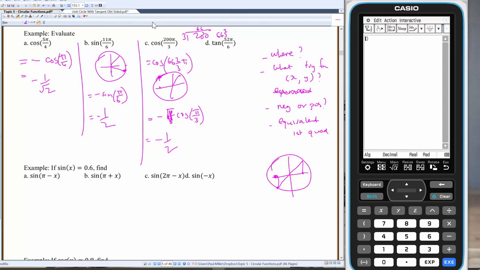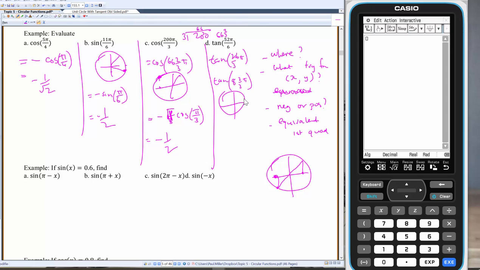All right, this last one here is a tangent. So that is the tan of 26 over 3 pi. 3 goes into 26, I've got 8 and 2/3 pi. Right, 8 3s are 24, 2 left over. Yeah, that looks good. All right, let's draw my unit circle.